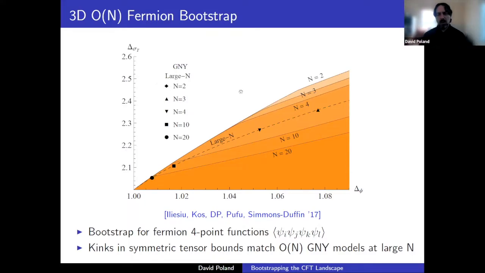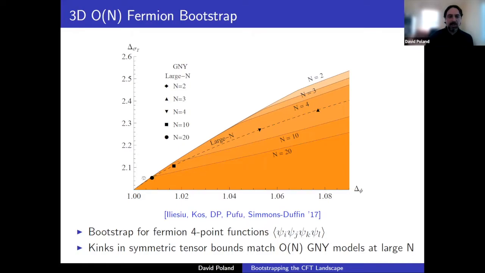And so we started to study the bootstrap for 4-point functions of fermions a few years ago, in 2017. Our earlier plots looked something like this. We looked at 4-point functions of psi_i, psi_j, psi_k, psi_l, where psi is a vector under an O(N) symmetry, and computed a bound on the leading 2-index symmetric tensor, psi_i psi_j, which here we're calling sigma_t.